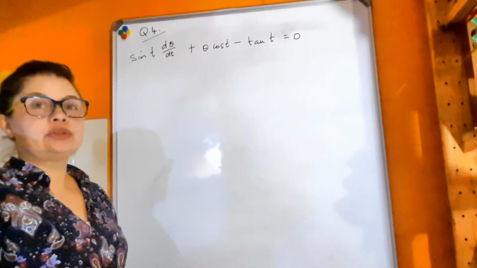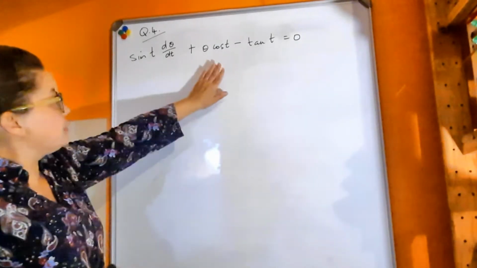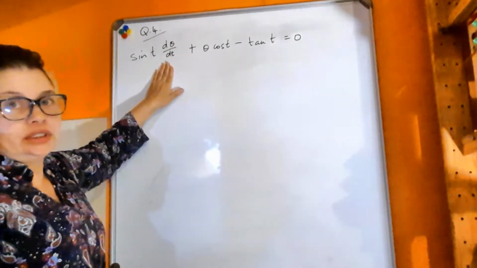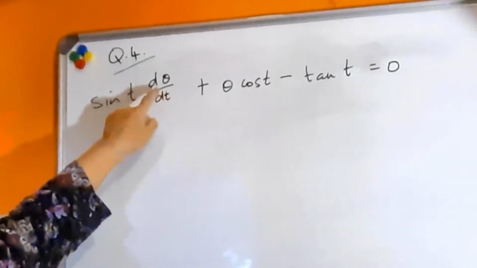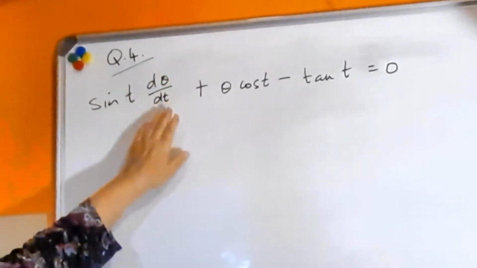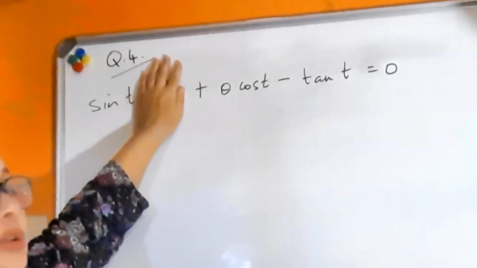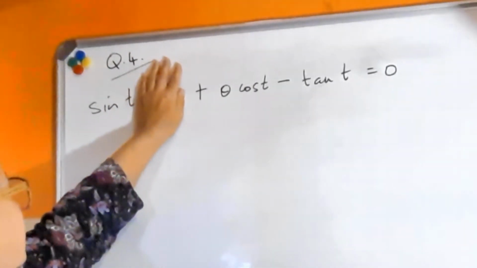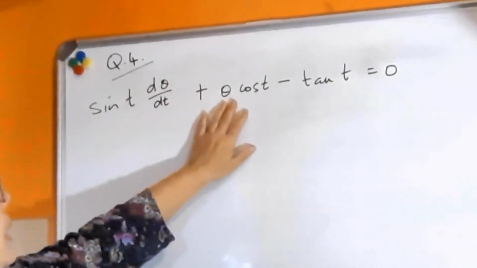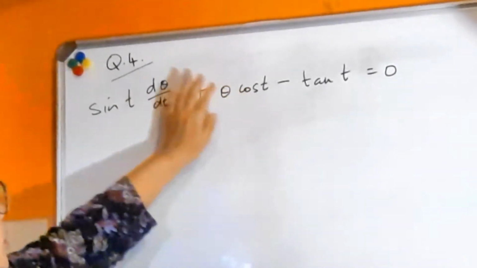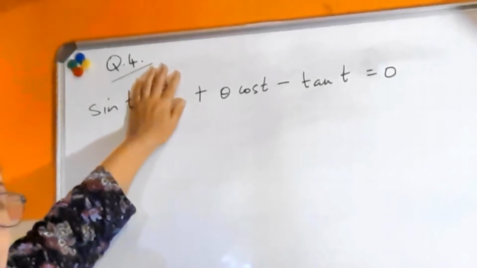Let's have a look at question 4. In this differential equation, you have a first order differential equation. The dependent variable is theta and the independent variable is t. If you cover up your derivative and you look at the rest of the equation, you'll see you've got a mixture of your independent and your dependent, which means it is not direct integration.